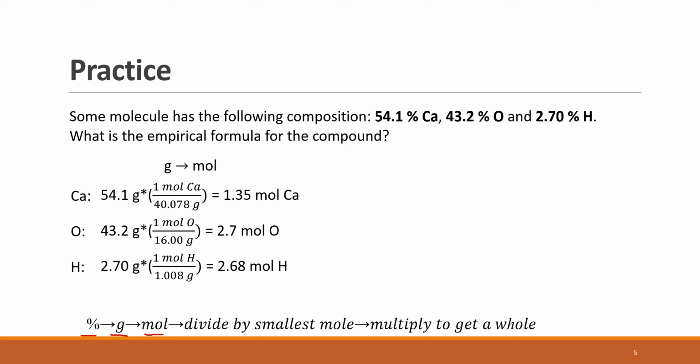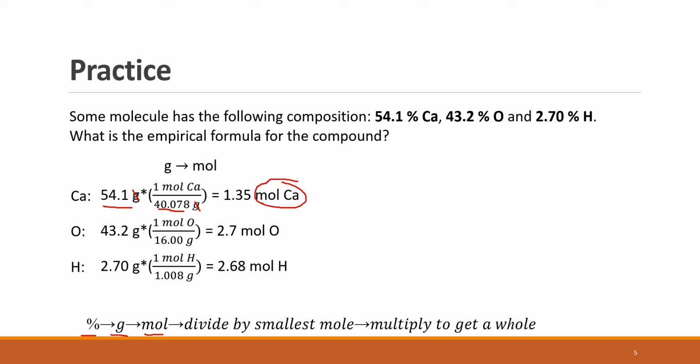So for calcium, we would take the gram amount that we have changed from percent, 54.1, and we're dividing it by its molecular weight. So this 40.078, that's the mass of calcium as found on the periodic table. So that's where that number came from. The reason we're dividing by the molecular weight of calcium is because we need the grams to be on opposite sides of this horizontal line so they cancel, leaving us with moles.